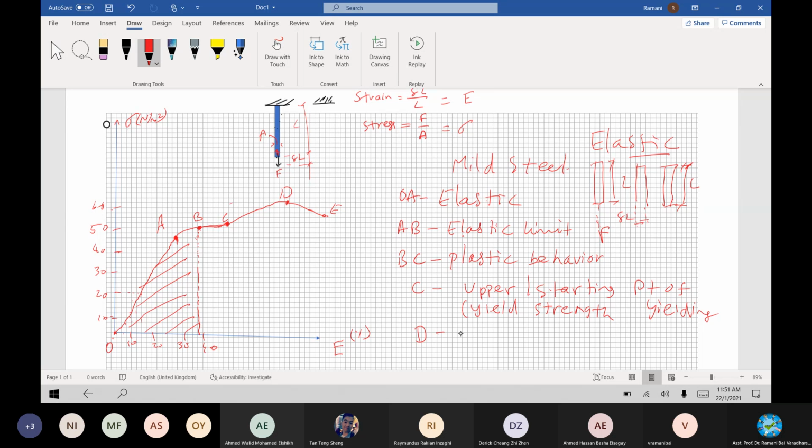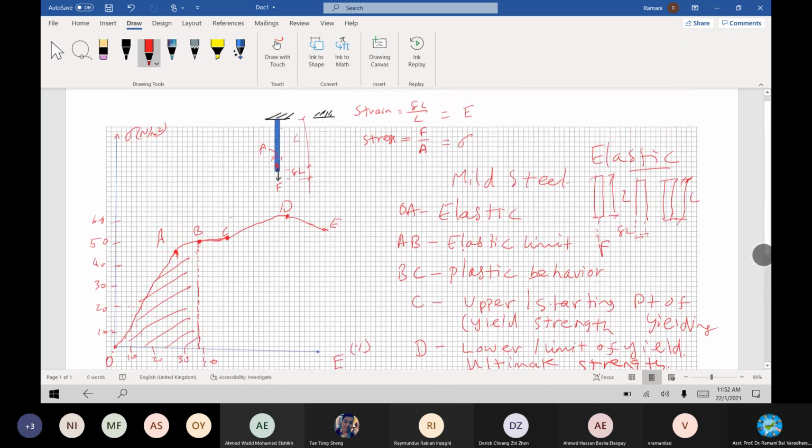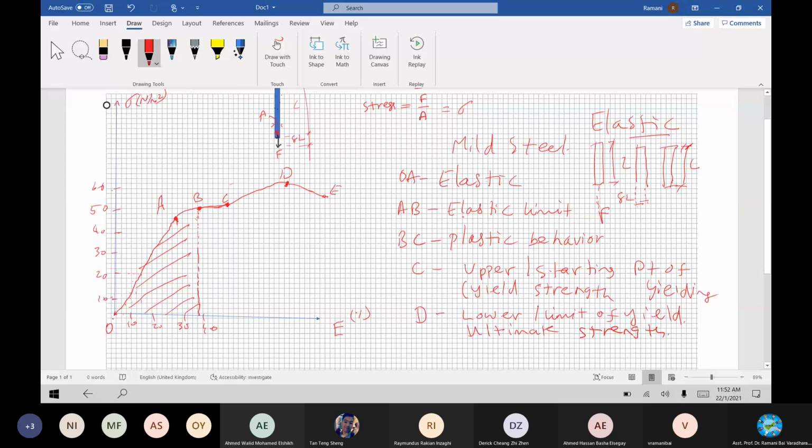This is the upper limit, and this is the lower limit or end of the yielding strength or yielding point, meaning it has reached the ultimate strength already. It can bear the load only up to this point. Remember our factor of safety is ultimate stress divided by allowable stress. So the total capacity or strength of the material is reached at D. D is the essential point to show whether the total strength is reached or not.